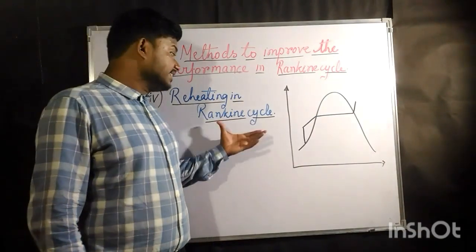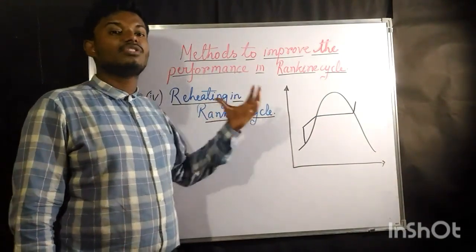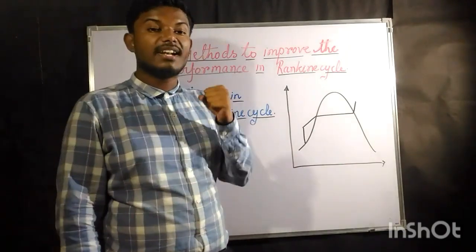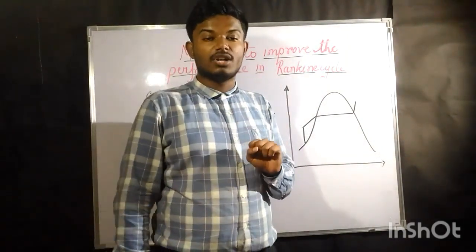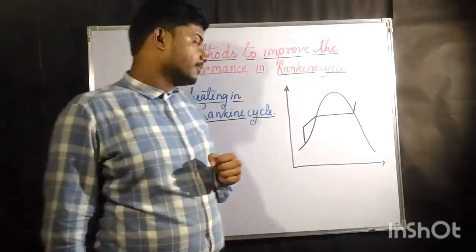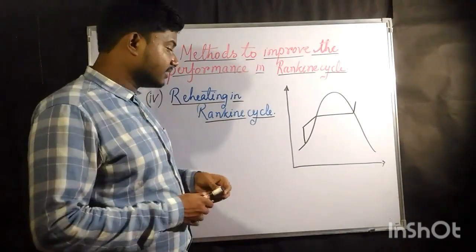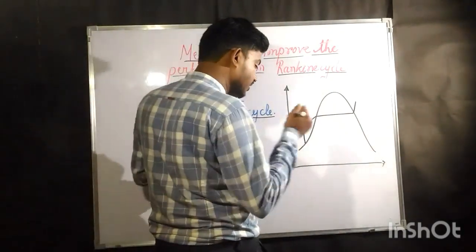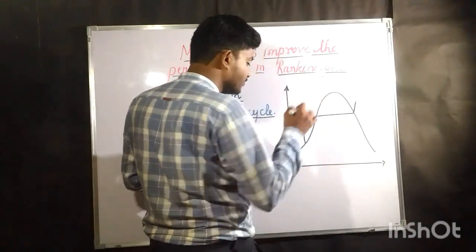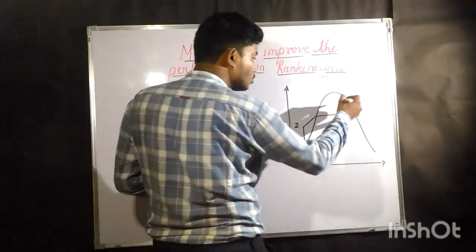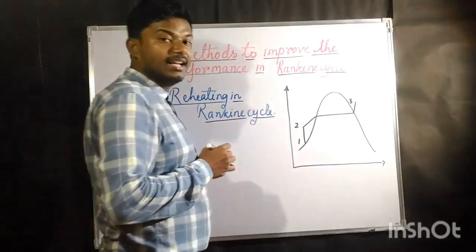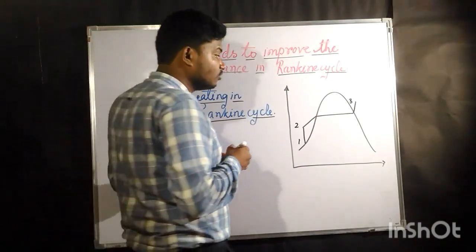Now to make this process work, we need two turbines, one at high pressure and one at low pressure. Two turbines are going to be there. So in reheating, the cycle goes like this. Previously, the remaining work is going to be the same. So 1 to 2 it is compressing, 2 to 3 it is going to add the heat.